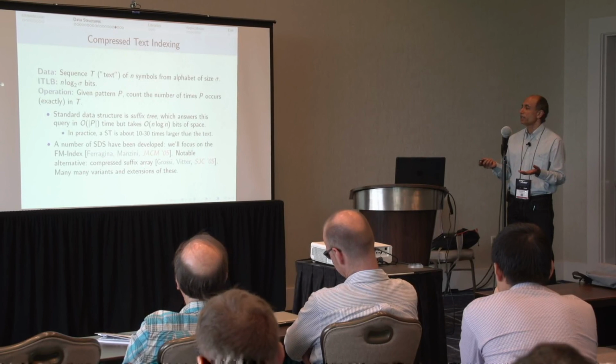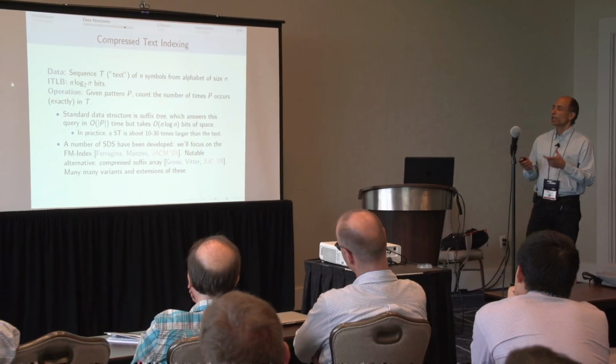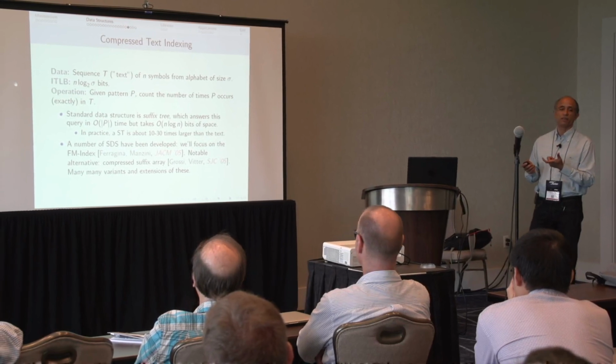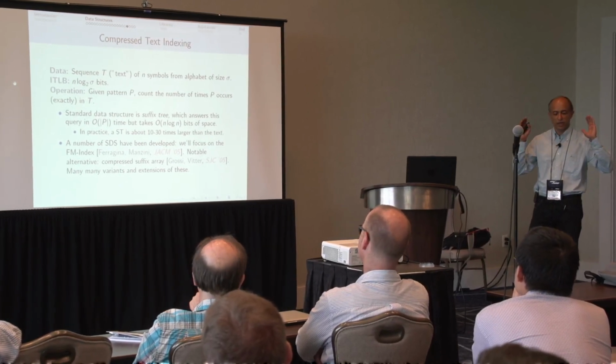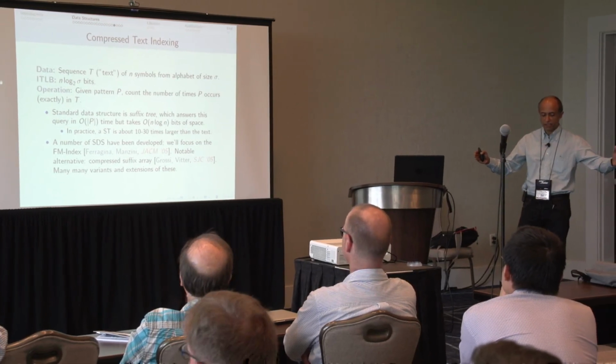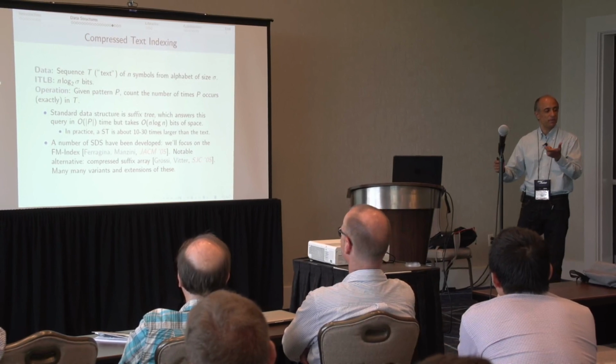That's the information theoretic lower bound. And the operation is very straightforward. Given a pattern P, I just want to count the number of times that P occurs exactly. So I've got the big text, I pre-process this text, then I give you a pattern. How many times does this pattern appear in the text?